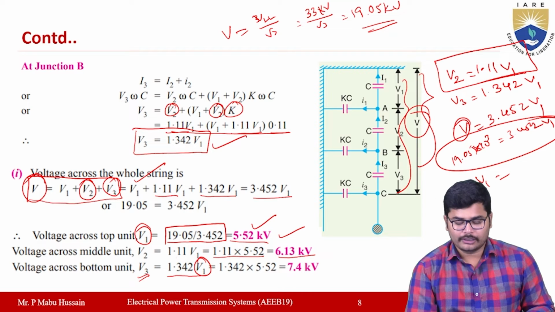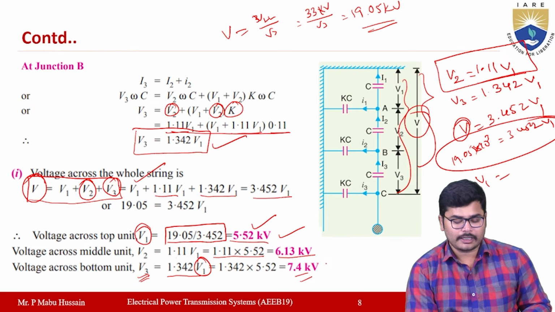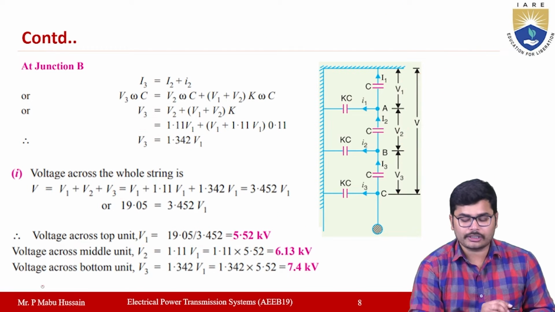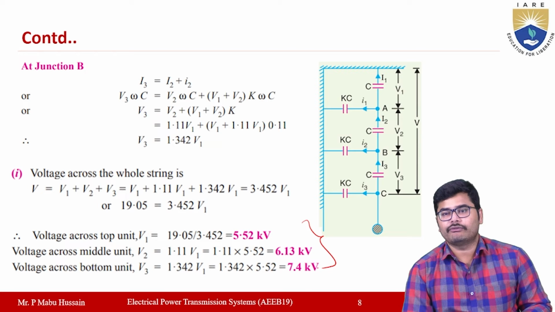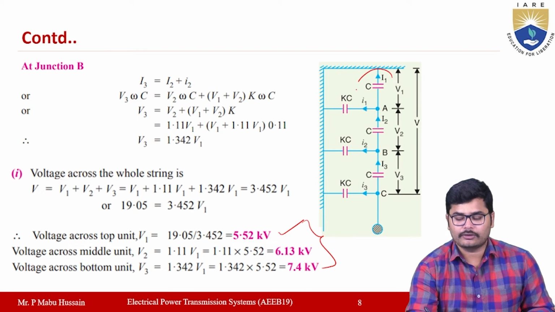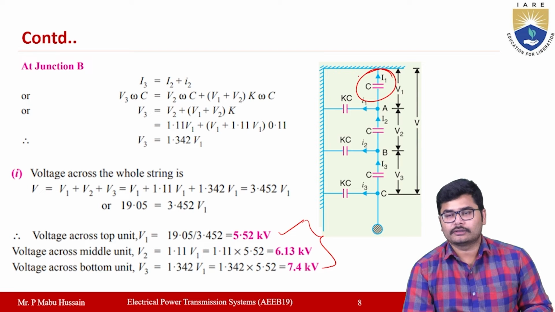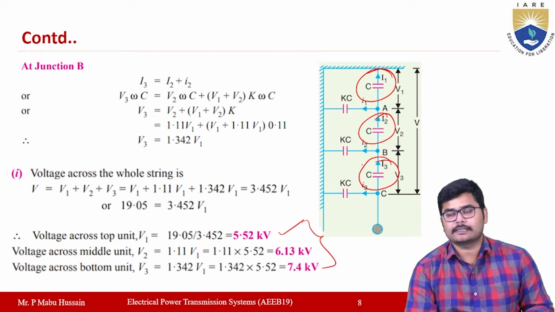If you substitute that, you will get the value of V3 will be 7.4 kilovolts. So this is the voltage distribution across each insulator. You got all the voltages V1, V2, V3. V1 is the insulator disk which is nearer to the cross arm of the tower. Then V2 is the next insulator, and V3 is the next insulator which is nearer to the conductor. This is the live conductor.